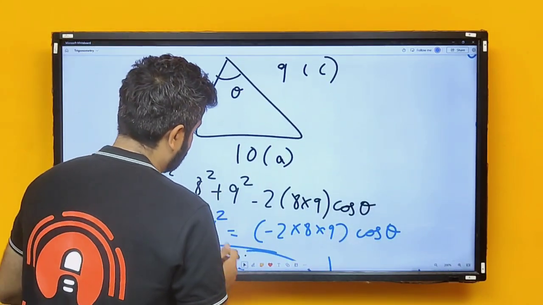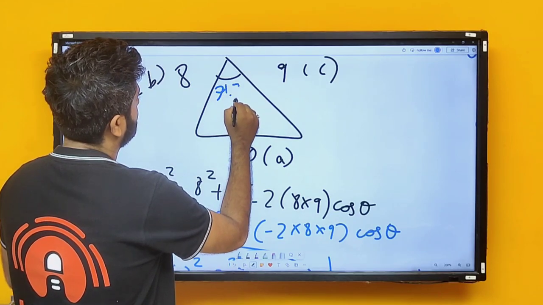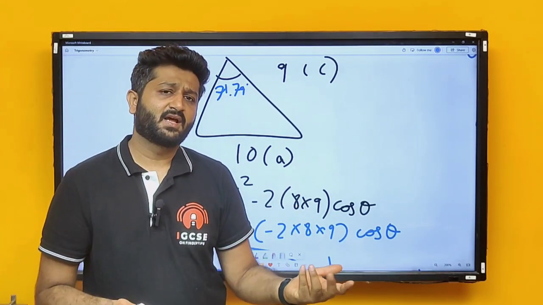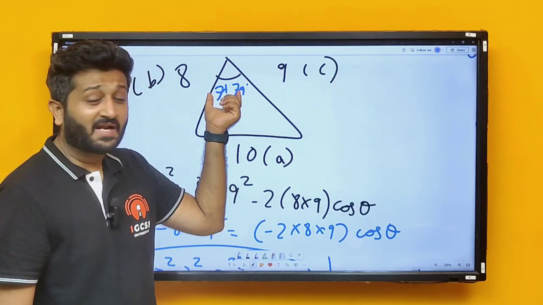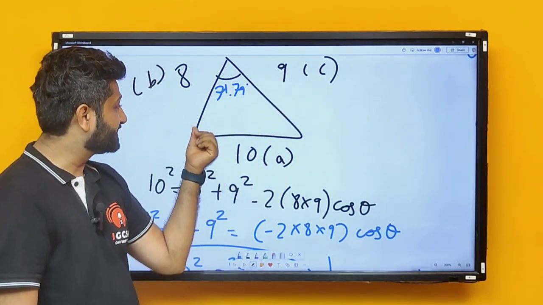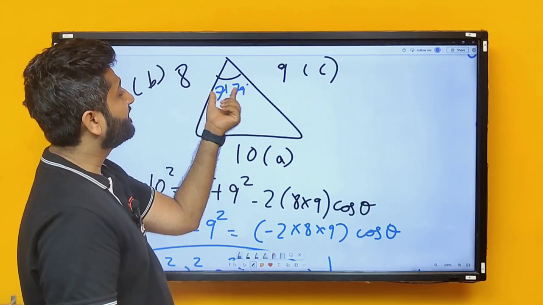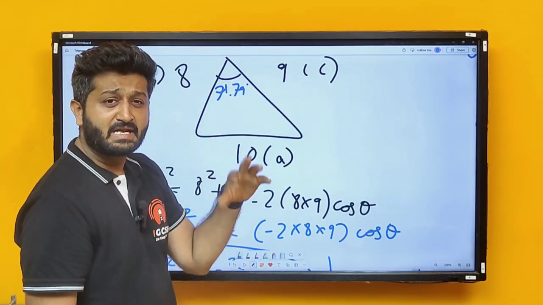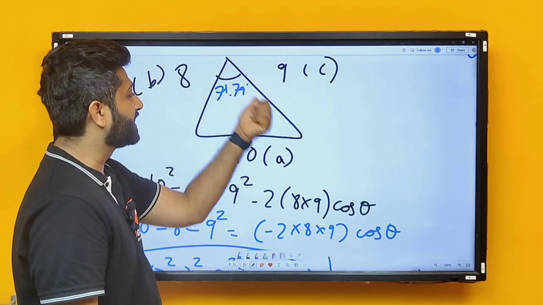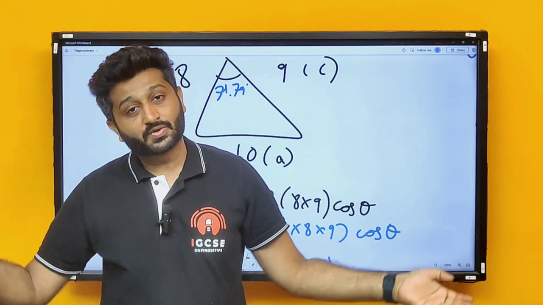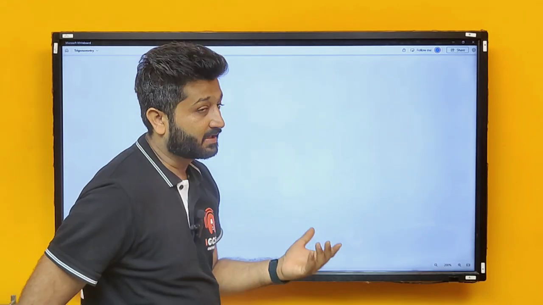Now I have this angle, 71.79. Now can I find the other two angles? Yes. How, sir? Now we can use sine rule. This is 10. We have the angle opposite to this. We have this 9. Now can we find the angle opposite to this? Yes. How? Using sine rule. So 10 by sine 71.79 is equal to 9 by sine x. Rearrange this, find x. Once you have found x, using angle sum property, you can also find the third angle. So using sine rule and cosine rule, we can find all the sides and all the angles in a triangle.